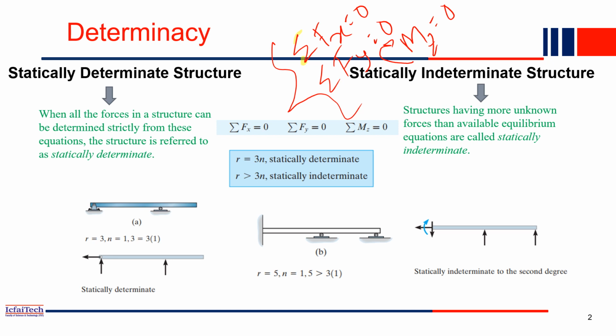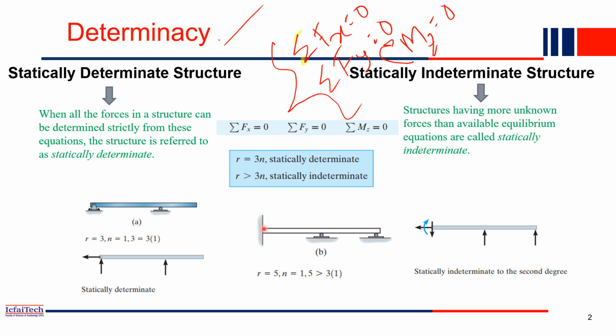Now the next question is, what is determinacy? Before going to determinacy, I'd like to explain why we need all these. What is the application of the equilibrium equations? For example, in any real structure, consider this is a beam. One side is a fixed joint and it is resting on a roller support. So two supports are there.